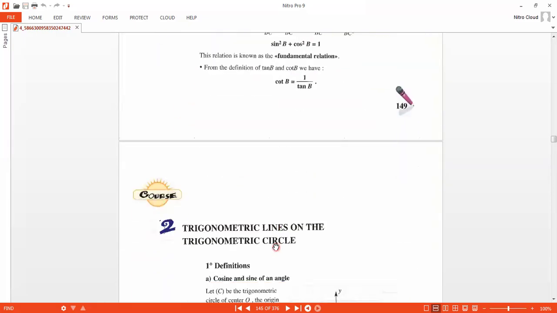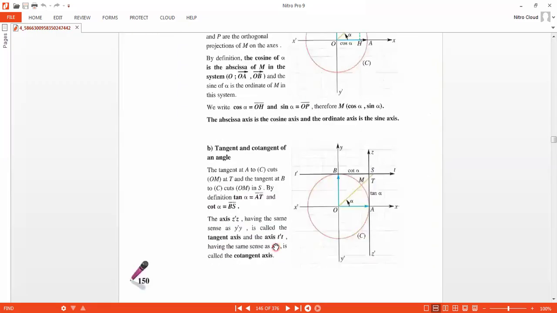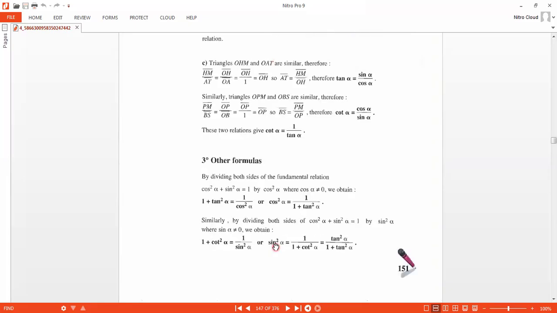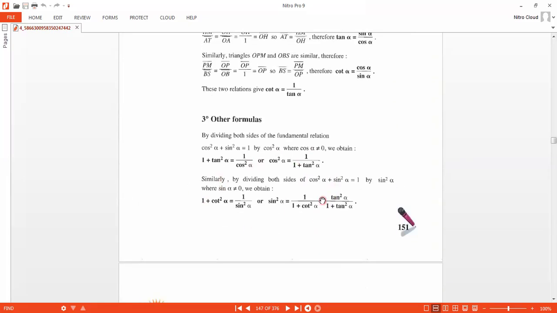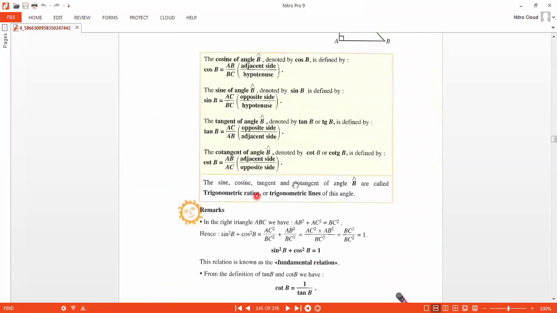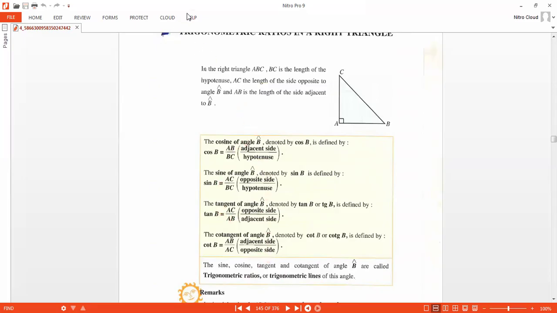Okay? I'm not going to continue more because I'm going to do another video that talks about the important properties and formulas of this lesson. I'm just reminding you of the trigonometric lines that you have already learned last year.